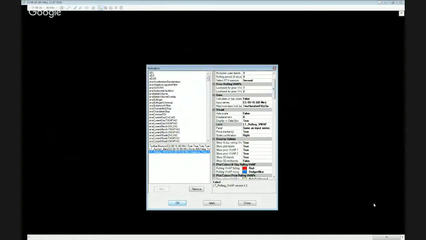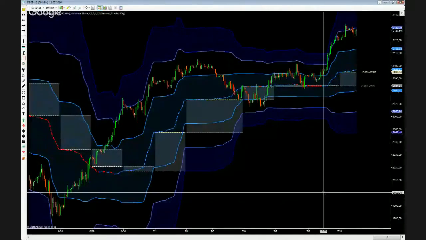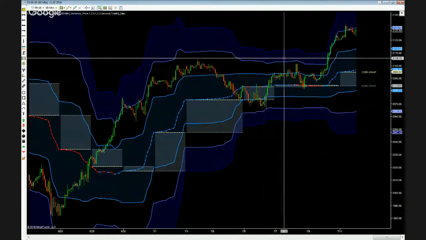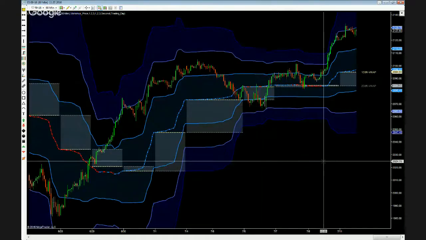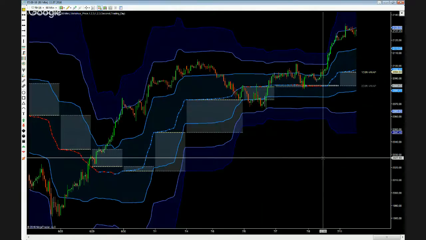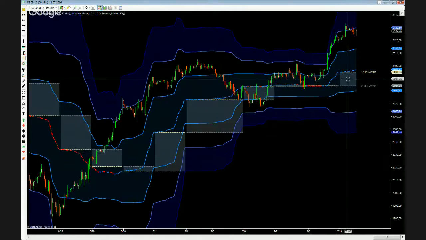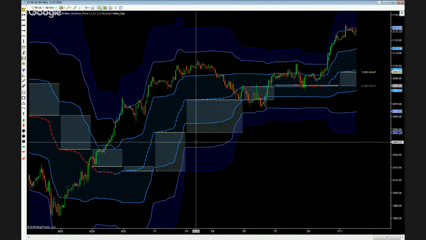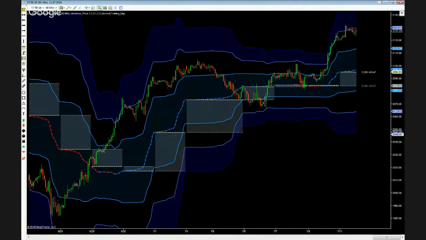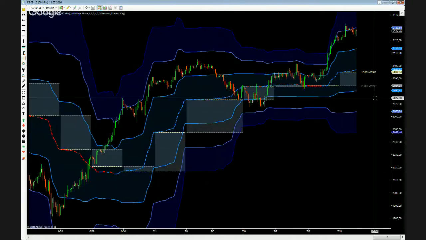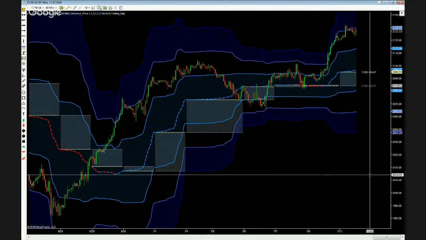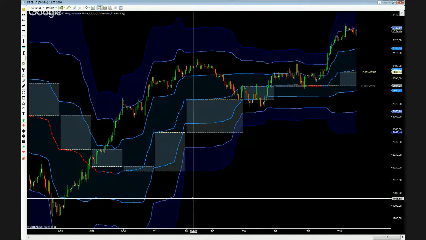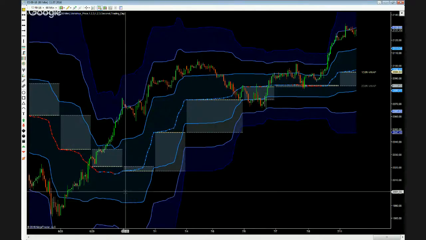So we then have the same as before. We have first standard deviation and second and third standard deviation. And we also have these boxes here, and they are showing us where the rolling VWAP was 1 and 2 days ago. And that's useful to determine the momentum in the market.